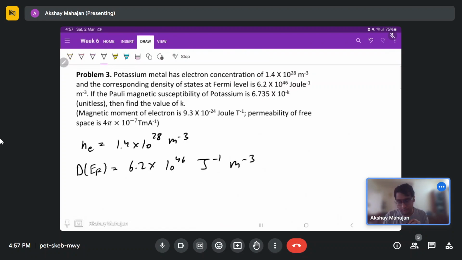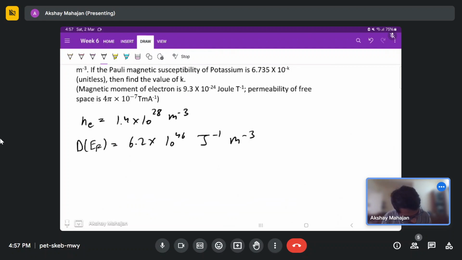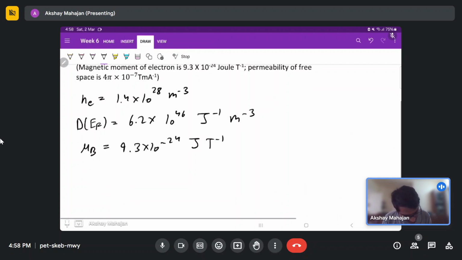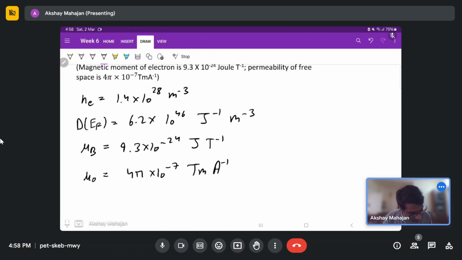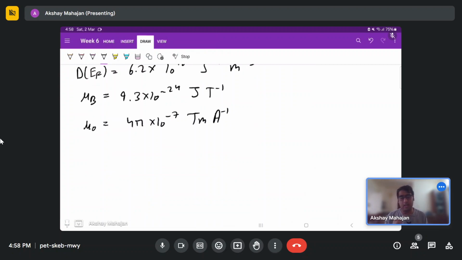Alright, and we know the Bohr magneton μ_B, or the magnetic moment of a single electron, is 9.3 × 10^-24 joule per Tesla, and then μ_0, the permeability, is given as 4π × 10^-7 Tm per ampere. Okay, these are all in SI units, so you don't have to worry about the unit conversion.